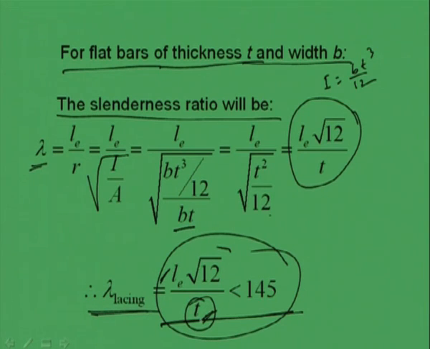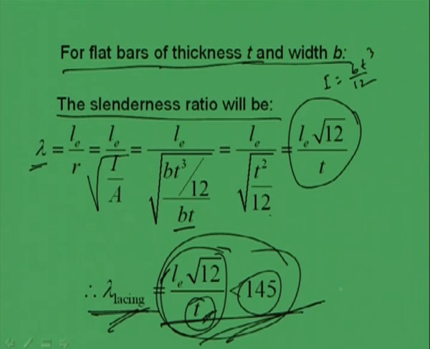If we increase the thickness of the lacing system, then the lambda will decrease. So, if it is going to be more than 145, then what we have to do? We have to increase the thickness of the lacing, so that the slenderness ratio of the lacing becomes less than 145. So, this is true for the flat bars, but for other systems like angle section as a lacing bar or channel section as a lacing bar, then we have to again calculate accordingly.